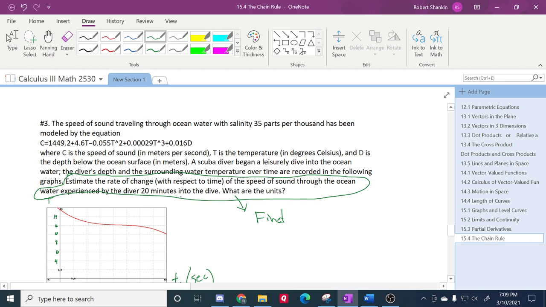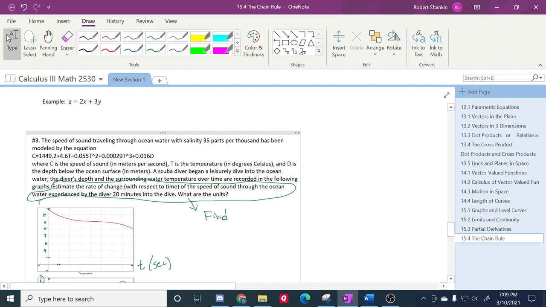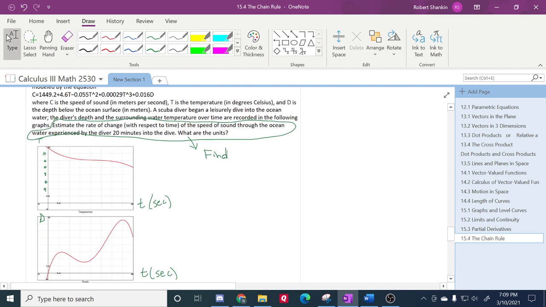Can you scroll down a little bit so we can see the other graph? Sure. I'm not asking you to estimate what the answer is, so you don't really need to see the graph. But what is it asking you to find in symbols? Go ahead and type it in. Go ahead and hit enter, and I'll give you just a little more time.